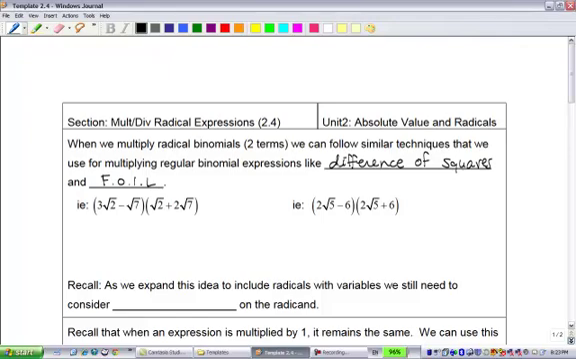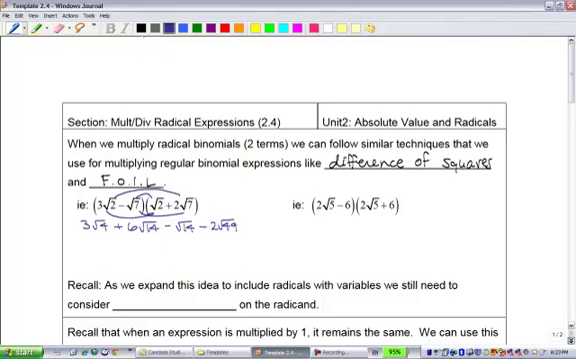So a FOIL technique would be, let's multiply the first terms. So 3 root 2 times root 2. So we get 3 root 4. The outsides, which would be 3 root 2 times 2 root 7. That would be 6 root 14. The insides, which would be negative root 14. And the last terms, which would be negative 2 root 49. So I'm doing it a little bit quicker than usual, trying to speed up the process a bit, doing some of the multiplications in my head.